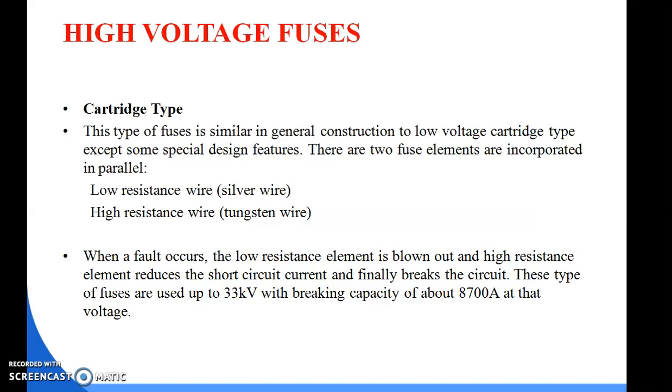So now, coming to the high voltage fuse. What is this high voltage fuse? It is a cartridge fuse. This type of fuse is similar in general construction to the low voltage cartridge fuse. We already discussed the KitKat fuse, which is used in our house wiring. That is the low voltage fuse.